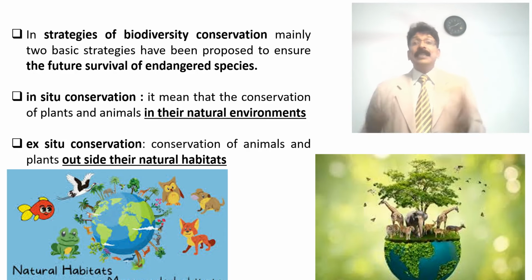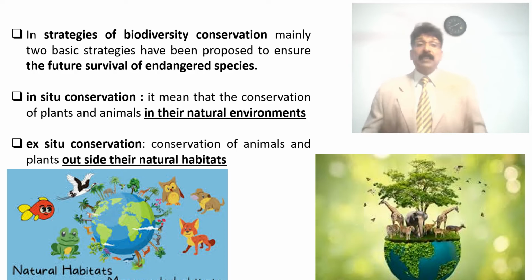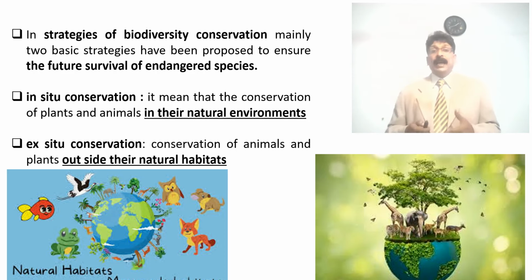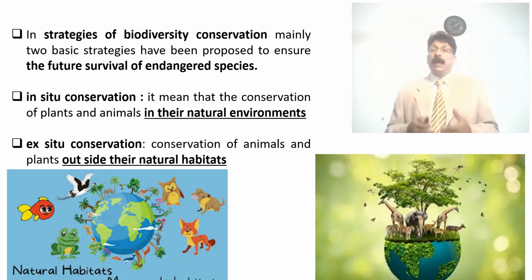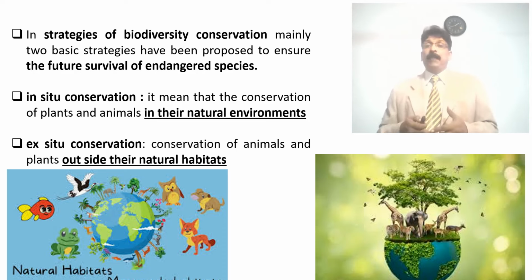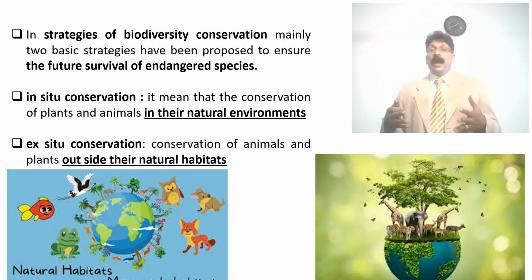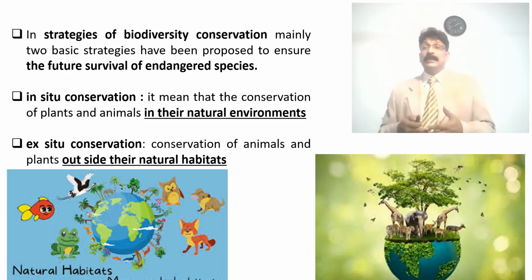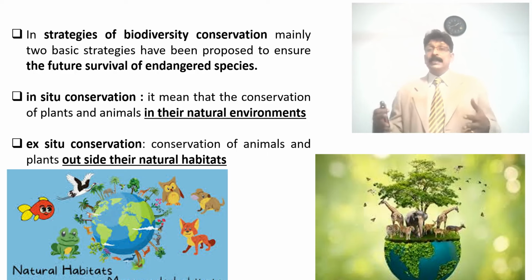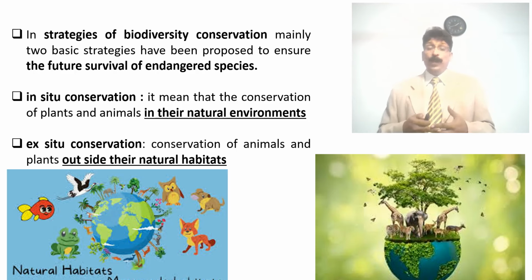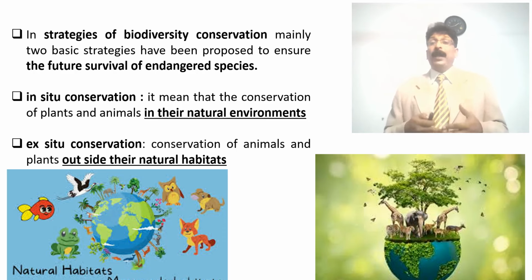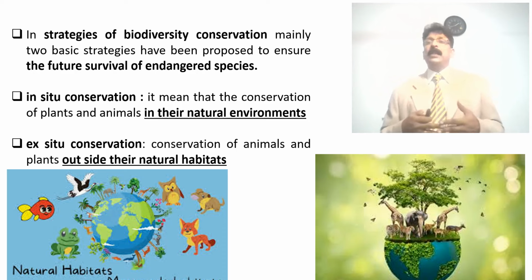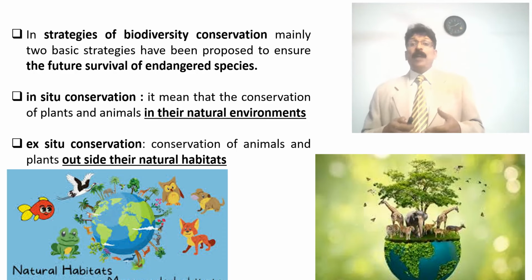Ex situ conservation means conservation of animals and plants outside their natural habitat, which can be made by man-made habitat, which can be protected by us, like zoos, botanical gardens, seed banks, gene banks, germplasm. There are many systems which can be outside their natural habitat, made as man-made habitats for animals and plants. So this is what the student has to know very clearly.